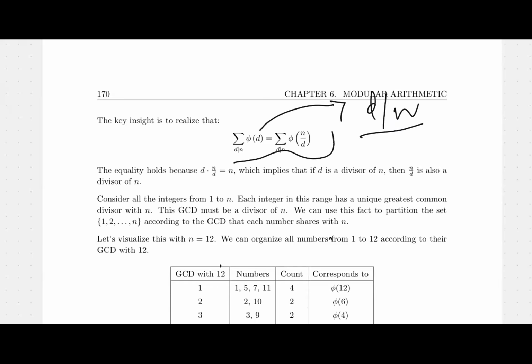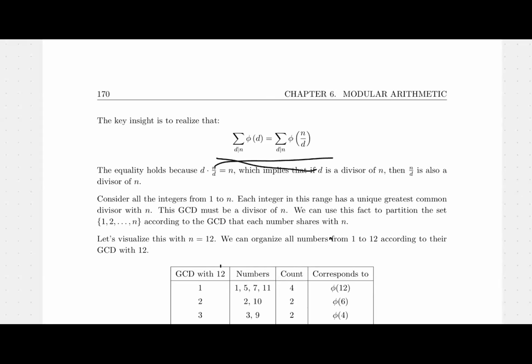So this formula seems complicated, but it's not. All it says is that we are just doing a rearrangement of the sum. That's what this formula is, and it is very important. It's called the sum of divisors. So now the idea is this.